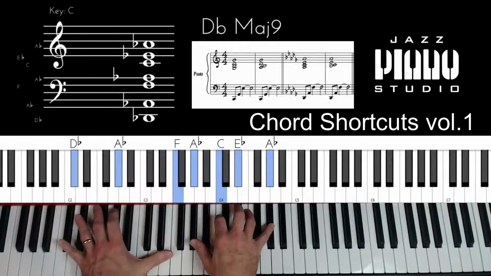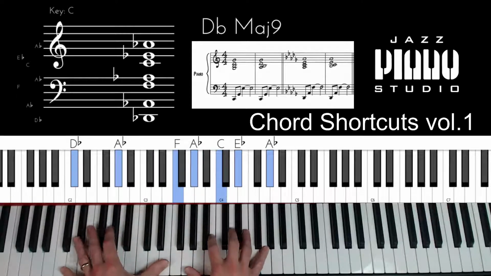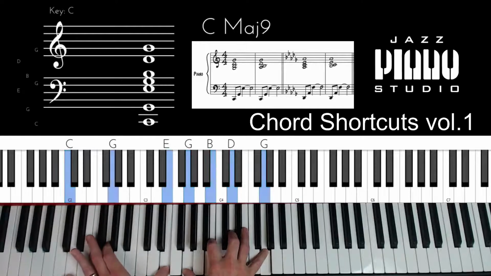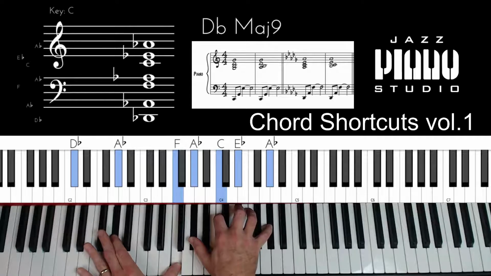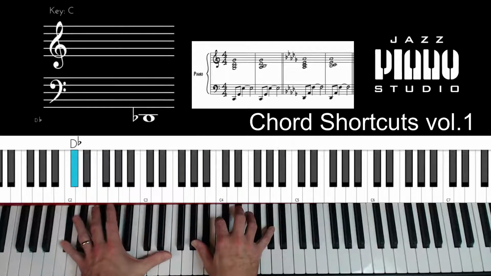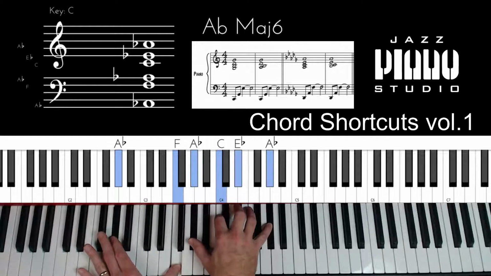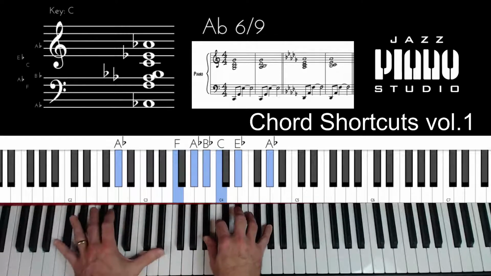D flat is such a beautiful key on the piano. Let me go back to C. Listen to D flat. Okay, so remember that this is the first shortcut. We put these 2 triads together, and the next thing I'm going to do is take my thumb and move it up a whole step. Now you have this.